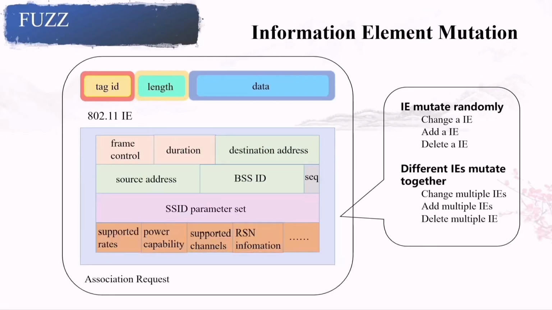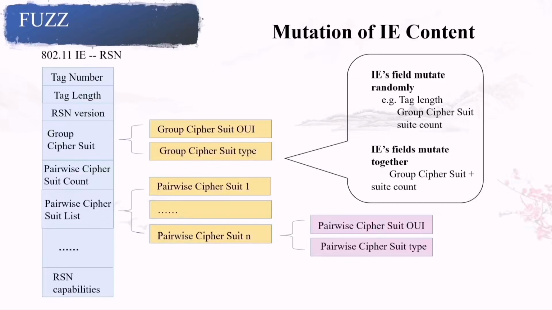Next, we will talk about information element mutation. Take association request as an example. As we know, the frame body is mainly composed of information elements. So we can mutate the frame by adding information elements, changing information elements, or deleting information elements.